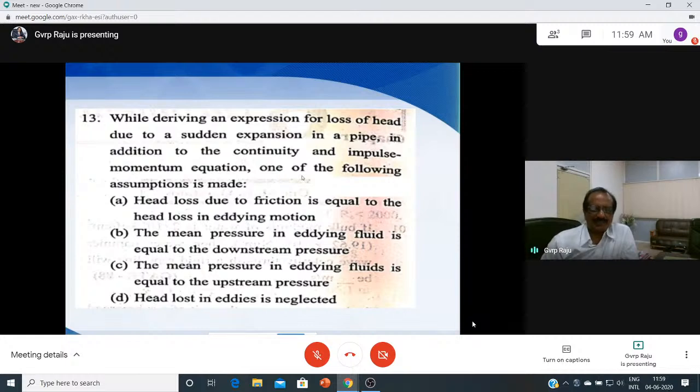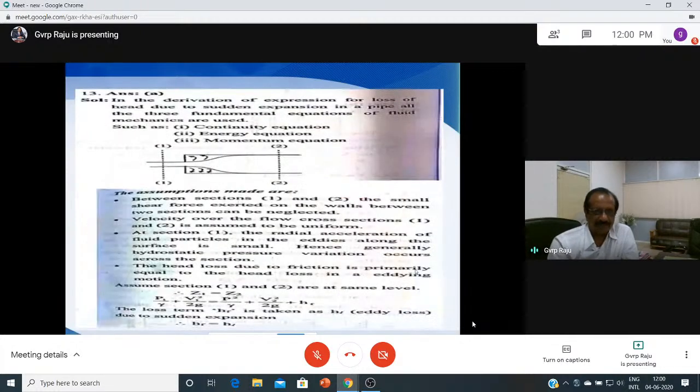While deriving an expression for the loss of head due to sudden expansion in a pipe, in addition to the continuity and impulse momentum equation, one of the following assumptions is made. So once again, this is the answer you can take.